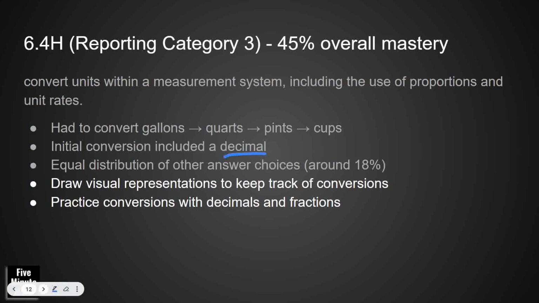So we need to draw visual representations. You saw I drew a strip diagram. That's not the only way to do it, but that is going to help us keep track of conversions. This should not be straight numbers to where it's like, all right, so 1.5 times 4 equals 6 times 2 equals 12 times 2 equals 24, right? That's too abstract. A lot of our students are going to need some type of visual.